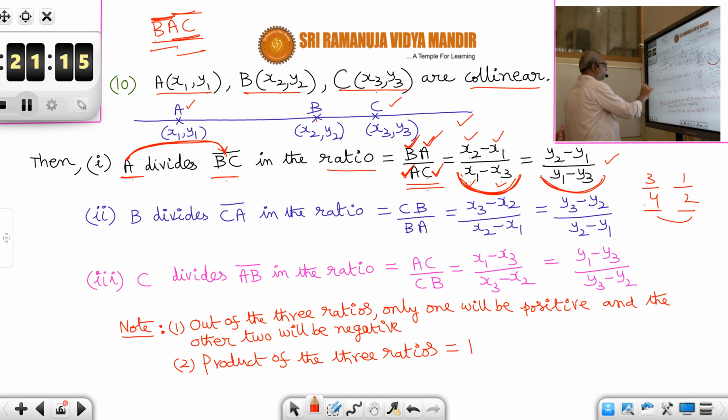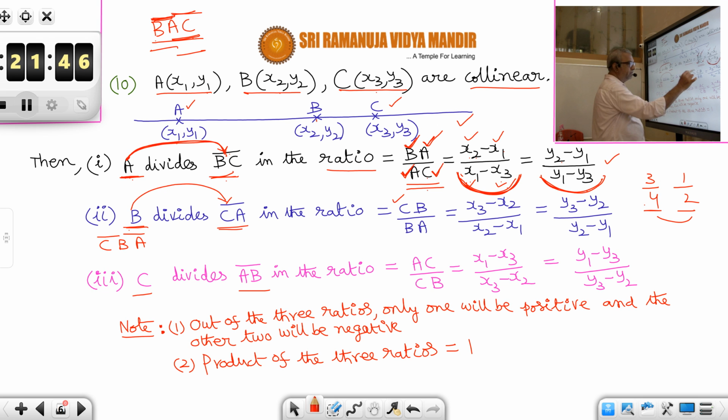Okay. So similarly, B divides CA. A divides BC is over. See, ABC, second one is BCA, third one is CAB. I am taking them in cyclic order. So B divides CA in the ratio means what we have to do? We have to place B in between C and A. Then you get CBA. Then read from left to right, CB by BA. So you should write exactly that, and be careful in writing the ratio CB by BA.